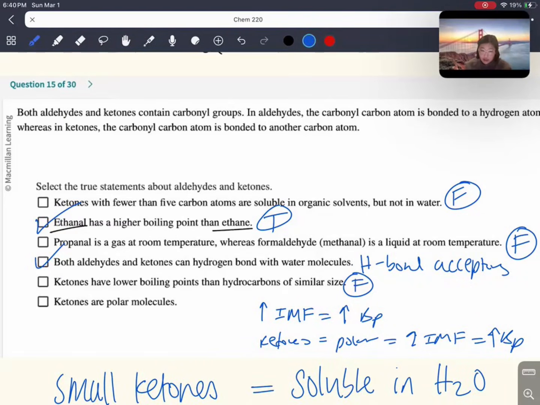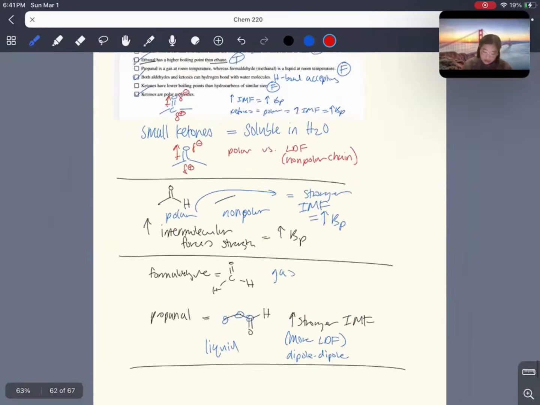And the last one is ketones are polar molecules. Yes, this is true. If you look at a ketone and you look at the electronegativity values of oxygen compared to carbon, oxygen is more electronegative. Therefore, you have a partial negative charge on oxygen and a partial positive charge on the carbon. So three of these statements are true, three of them are false. Okay.